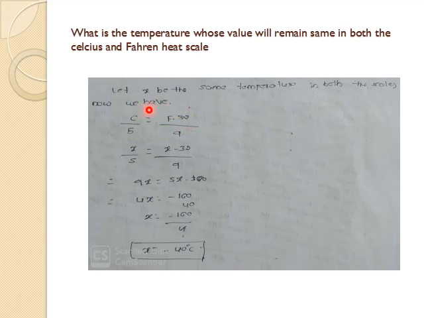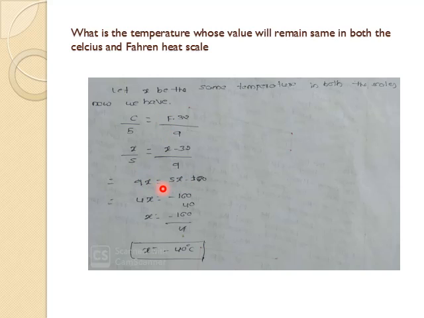This is the fundamental formula we derived in the earlier slide to establish the relation between Celsius and Fahrenheit. We know there is a particular temperature which we need to find out. The temperature is the same in both the Celsius and Fahrenheit scales. Let that temperature be X. So the degree Celsius is also X and the Fahrenheit is also X.